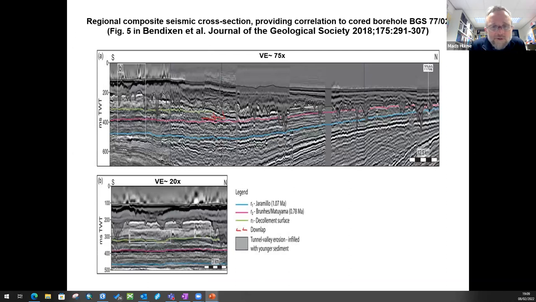Okay, so there are the two familiar seismic reflections, 1.09 and 0.78. And then in green, we have a décollement surface, we called it, which is where the glacial tectonics are basically sliding on that surface, very shortly above the 0.78 million year surface. Next slide, please.